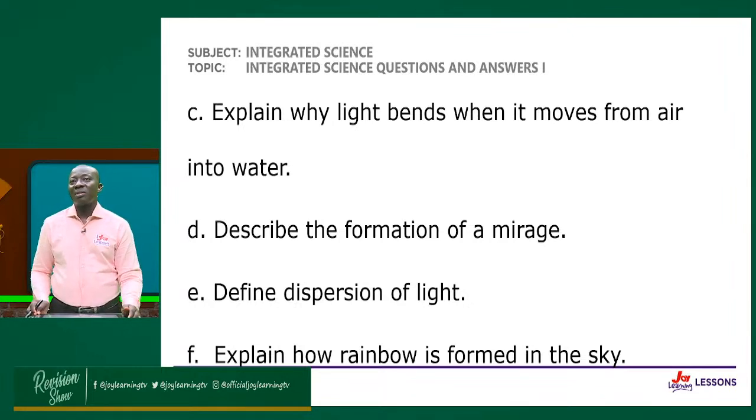Sometimes when you are on a very hot, well-tarred road, you see something that looks like a pool of water on the surface of the road. That is what you call the mirage. How is it formed? And then define dispersion of light.